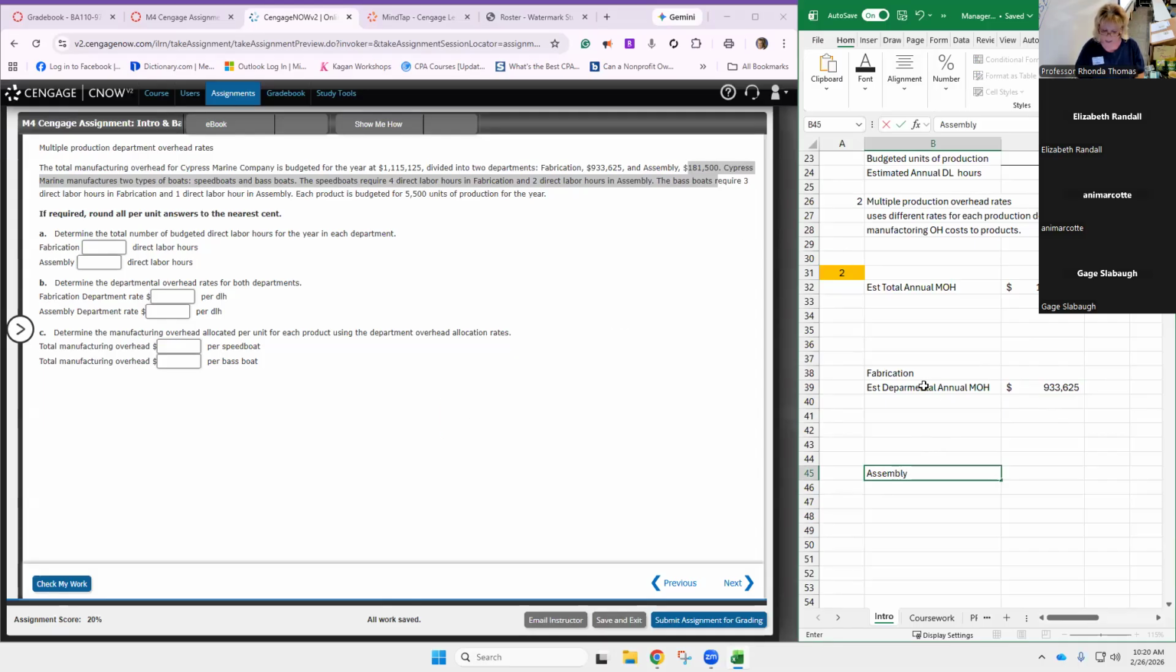Okay, and then we're going to put in the same information for assembly, but then change the dollar value. Then we're going to add those two together to make sure that they do add up to total overhead, right?